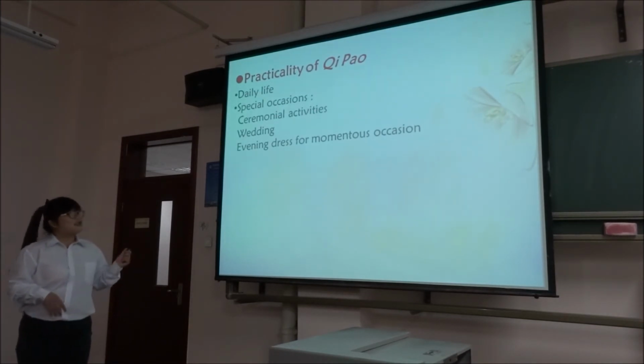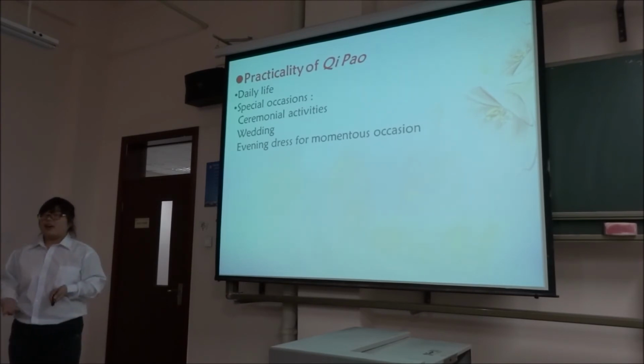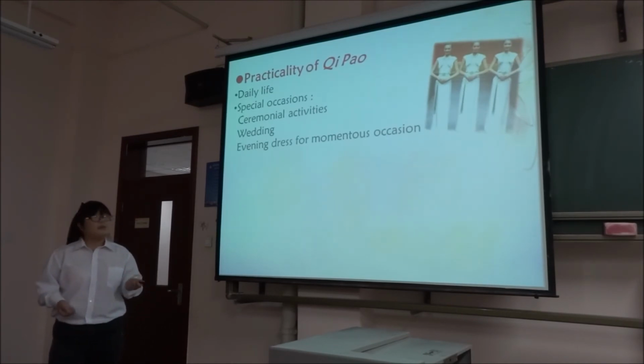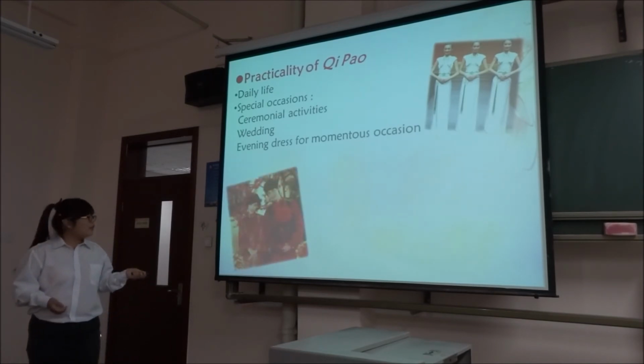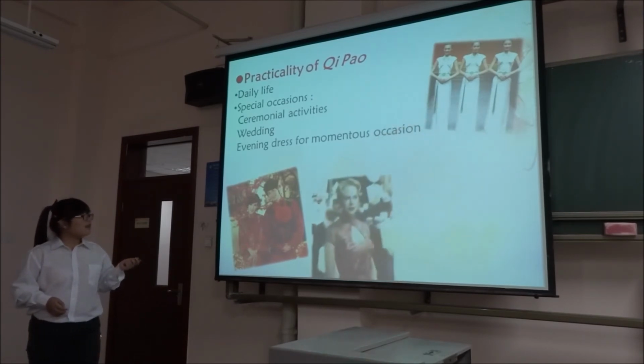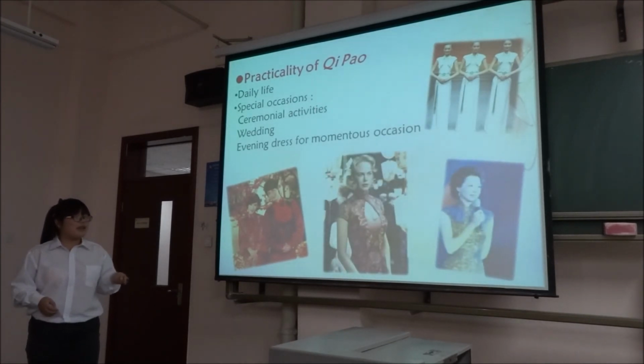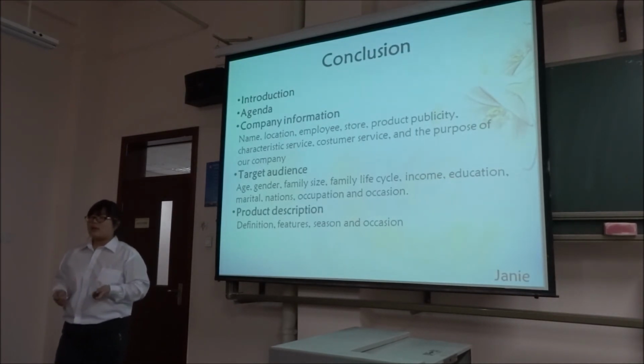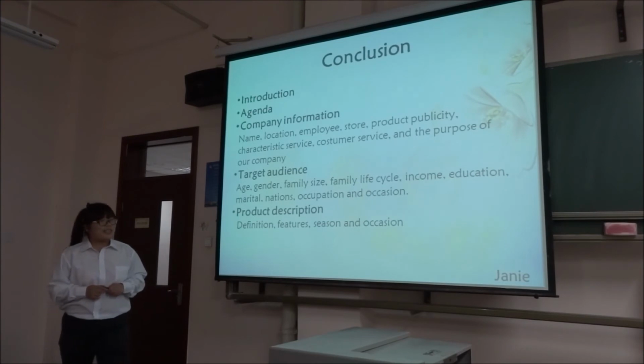Finally, I want to talk about the practicality of Qipao. We can wear it in our daily life and on some special occasions. For example, at the 2008 Olympic Games, they chose Changsang as their ceremony uniform. I think it looked very beautiful and elegant. And in Chinese weddings, why do they usually choose Changsang as the wedding dress? It means happiness. It is also respected as an evening dress for informal occasions. So you can choose our Changsang, and its price is far less than its value. Welcome Janie to give us a conclusion.